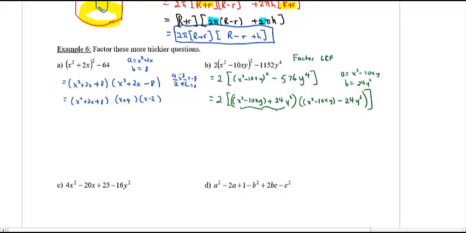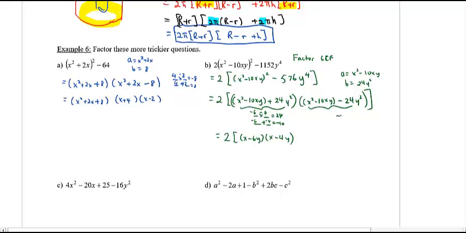Here I think we can actually factor, because I'm thinking two numbers that multiply to 24 and add to negative 10. What combination works there? 6 and 4, yeah, negative 6, negative 4. So this actually becomes x minus 6y, x minus 4y. Done.